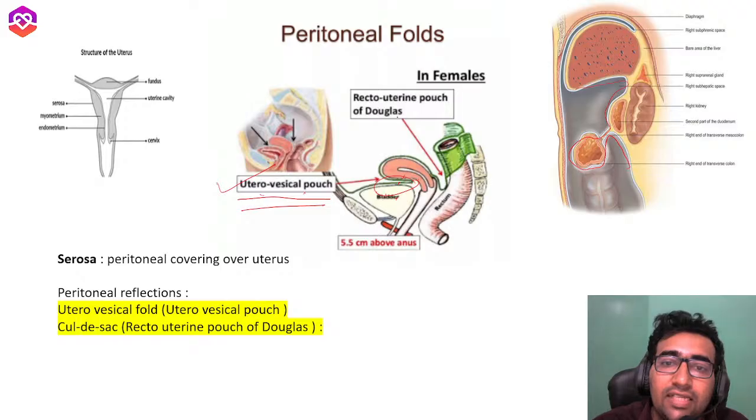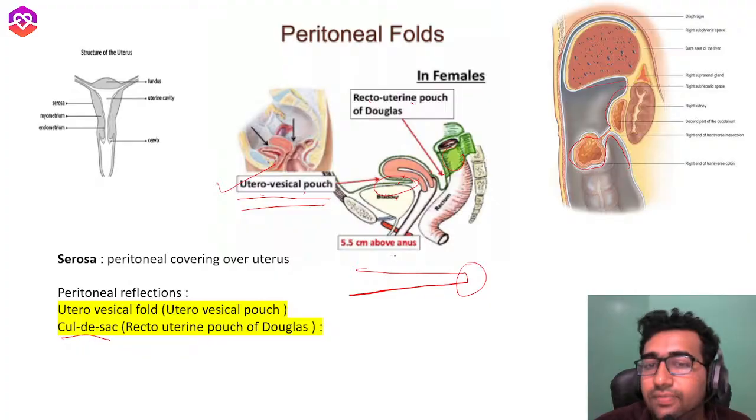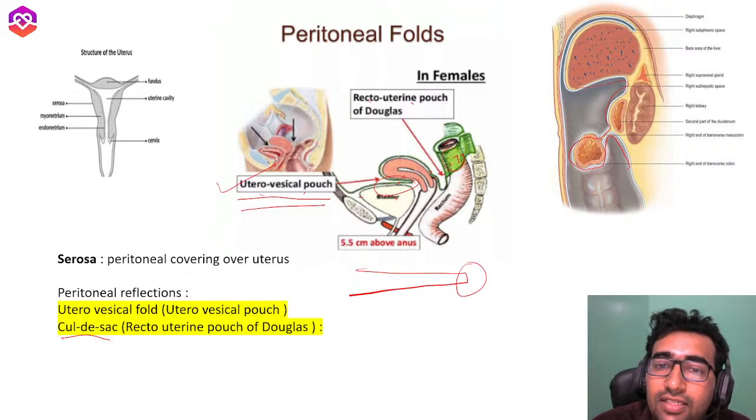Whereas the recto-uterine pouch is between rectum and uterus. The recto-uterine pouch of Douglas is also called the cul-de-sac. Cul-de-sac means a narrow passage through the street where one end is blocked. So this is the cul-de-sac. You have to say from posterior to anterior side, for example, recto-uterine pouch of Douglas and uterovesical pouch. Understood? Recto-uterine pouch of Douglas and, more than that, uterovesical pouch. Two pouches that cover the uterus.